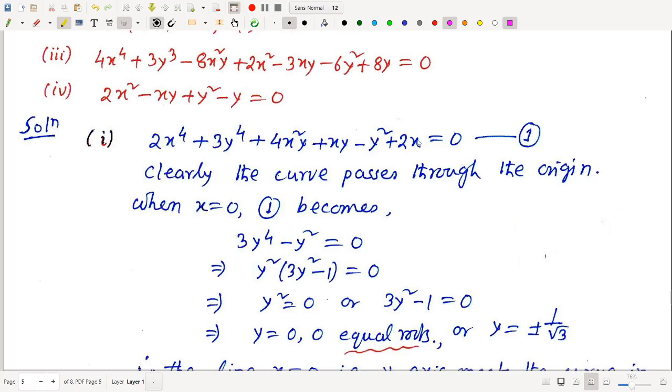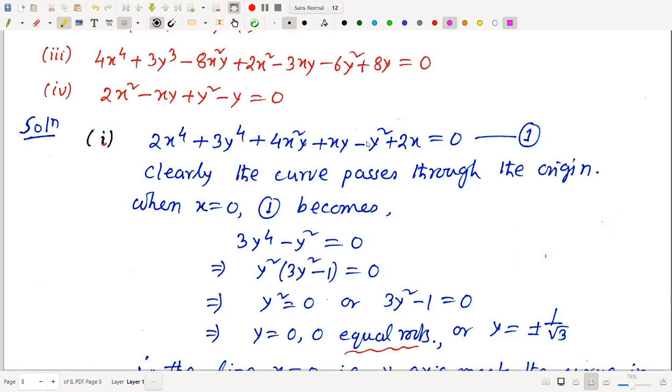Now if x is 0, y is 0, left side becomes 0. So clearly the curve passes through the origin, first condition. Now we have to test whether x-axis is a tangent or y-axis is a tangent. Then only we can apply Newton's method. So how to test x-axis or y-axis is a tangent? Now let us put x equal to 0. X equal to 0 means equation of y-axis.